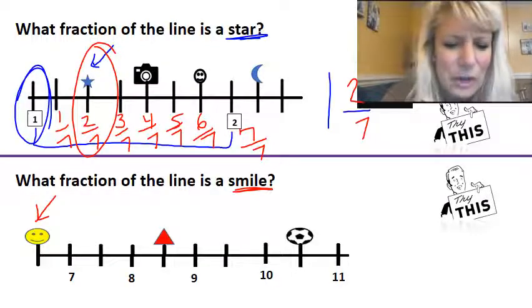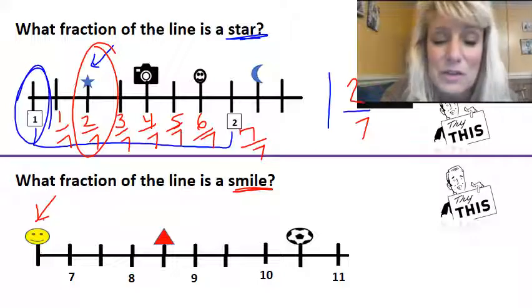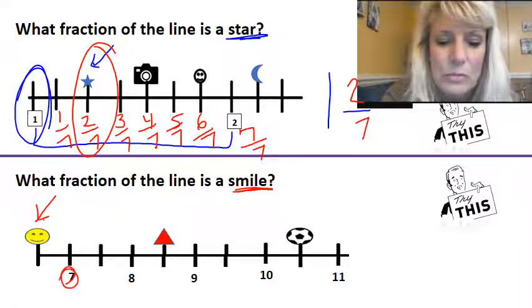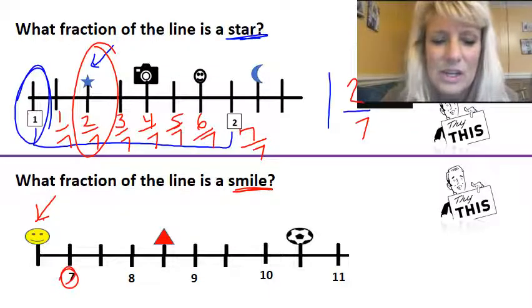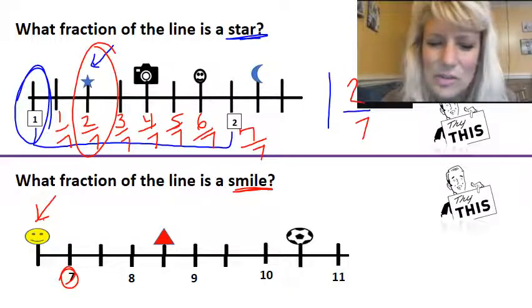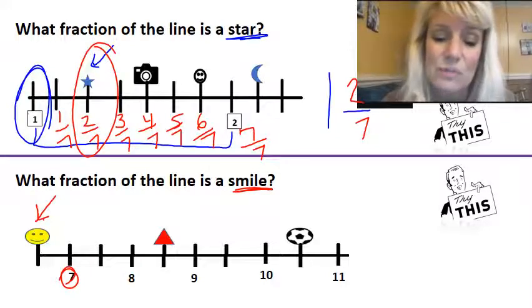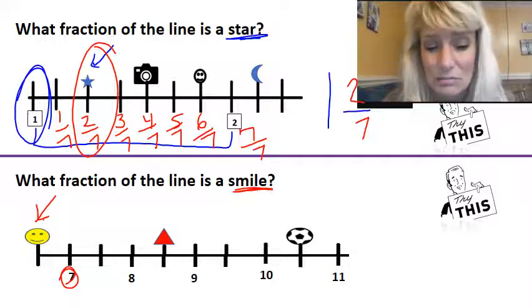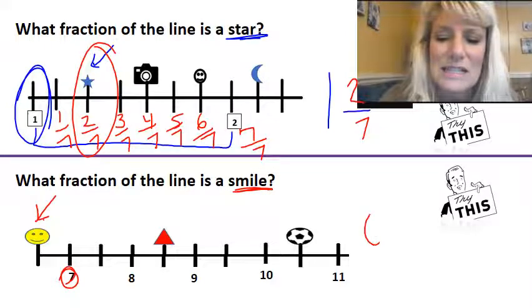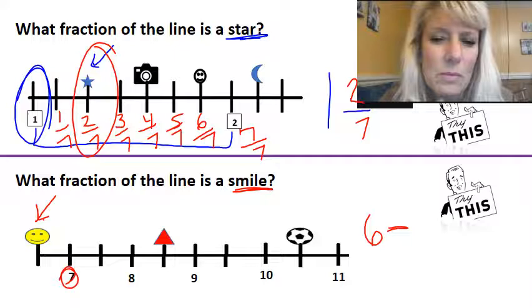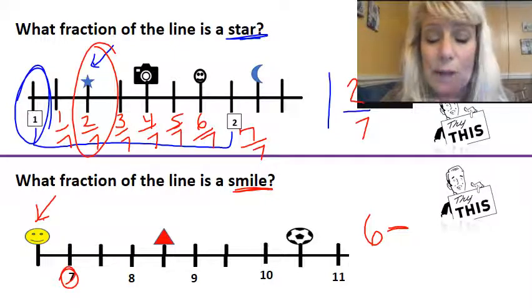Now, I want you to notice something. The smile is over here. Notice that my whole number is a 7. All right, so I know it's not a 7. So I know it's going to have to be 6 something, right? Because I can't see it. And I see that things are in order: 7, 8, 9, 10, 11. So before the 7 would be a 6, right? So I know it's going to be 6 something, but I don't know how many parts they're divided into.